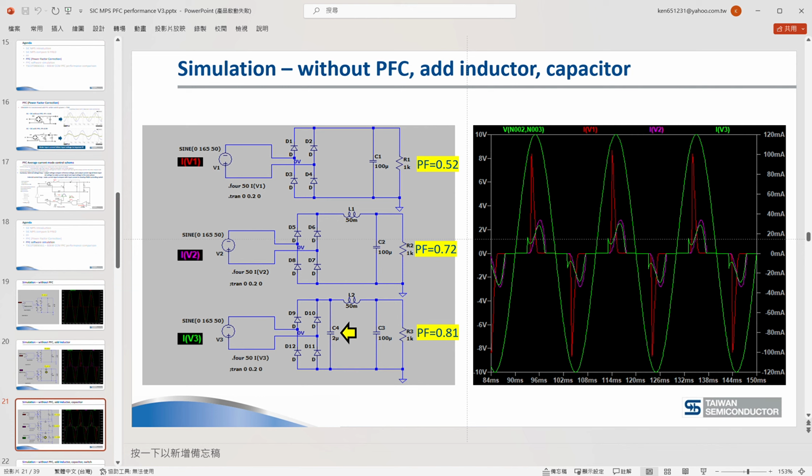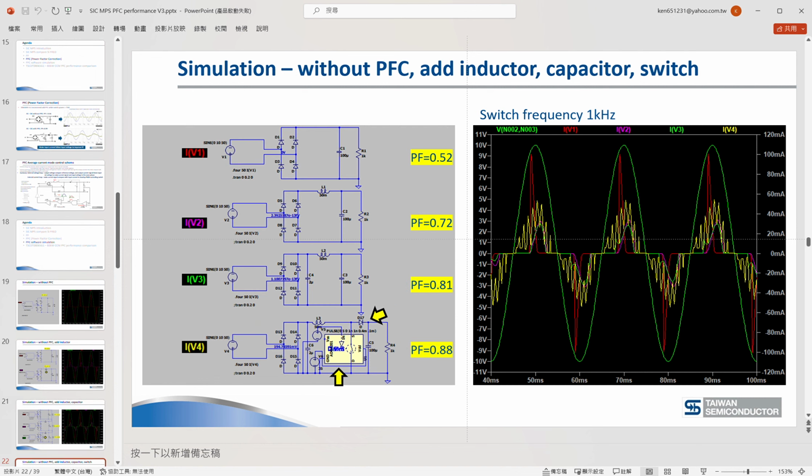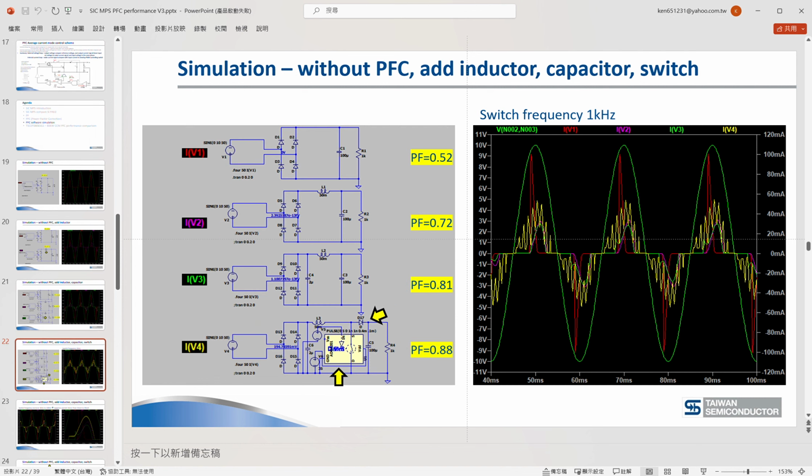Based on this circuit, we add in another capacitor here. When we input the voltage waveform, the green line, we get the input current waveform, another green line. Compared with the previous current waveform, this current waveform is first of all broader and is shaped a little bit like a sinusoidal waveform. It improves the power factor from 0.72 to 0.81. But we are still not satisfied. We can still do further improvement.